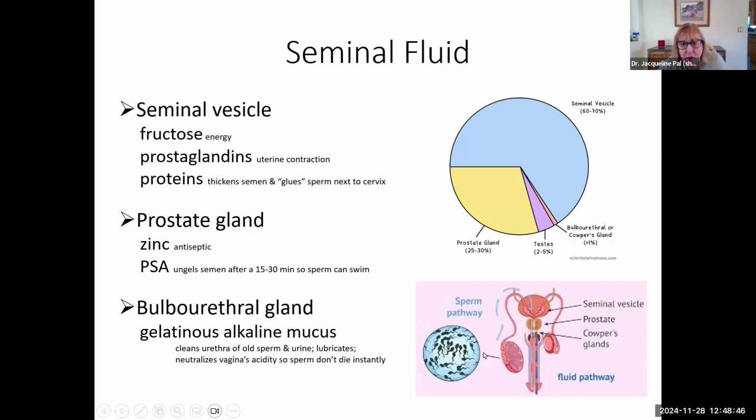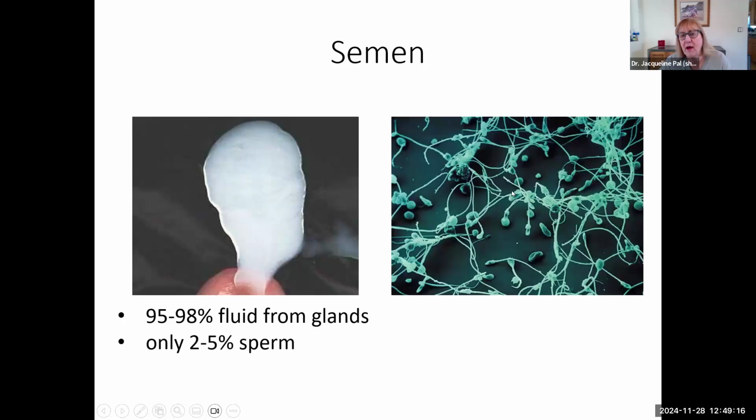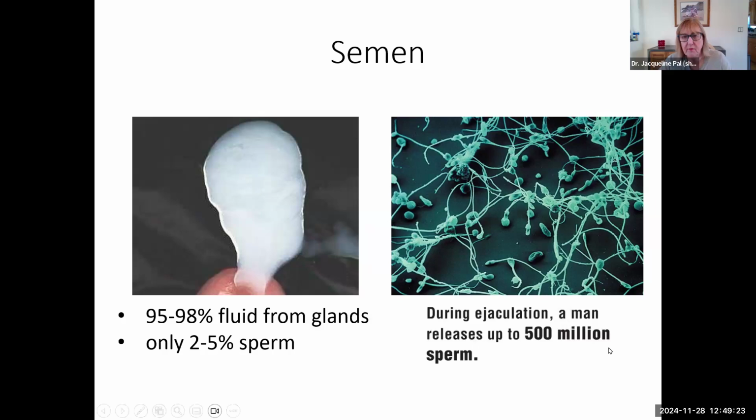So when we look at the pathways, the sperm pathway is slightly different than the fluid pathway. The fluid from the seminal vesicle is going to join up with the fluid from the prostate gland, which is then going to join up with the fluid from Cowper's gland. And that's then going to account for between 95 to 98% of the content of semen. And the other 2 to 5% is accounted for by sperm. So all together in an ejaculation, you could release up to 500 million sperm, but realistically, you're not going to, unless it's been a while since there was an ejaculation.